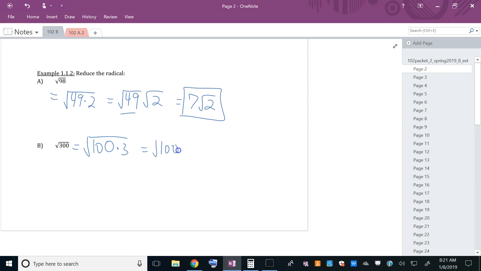So once again, let's then rewrite that as root 100 times root 3. So the square root of 100 is 10. I can't simplify the square root of 3, so that is my final answer.